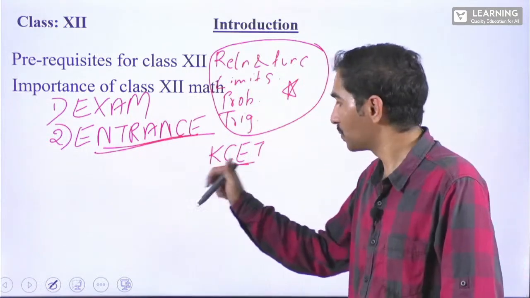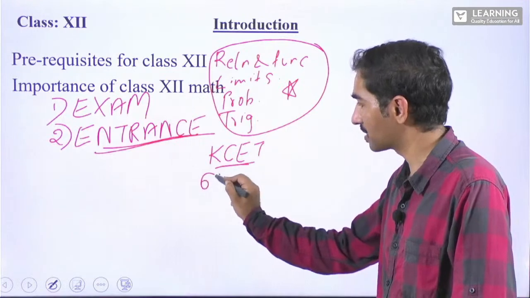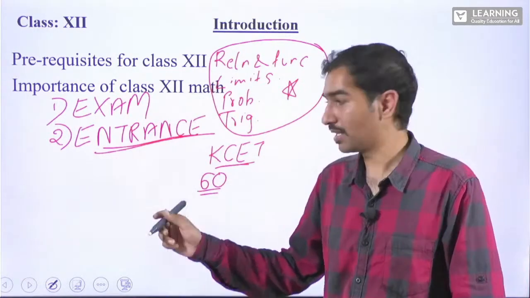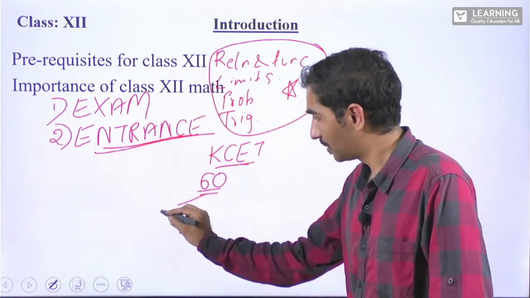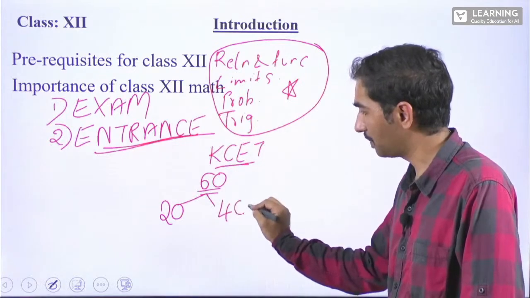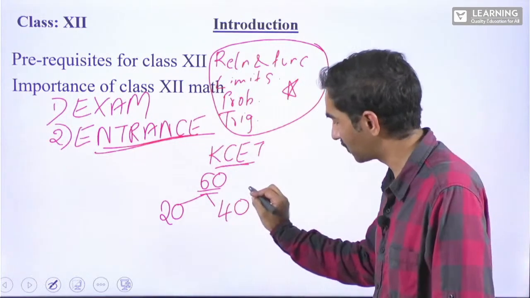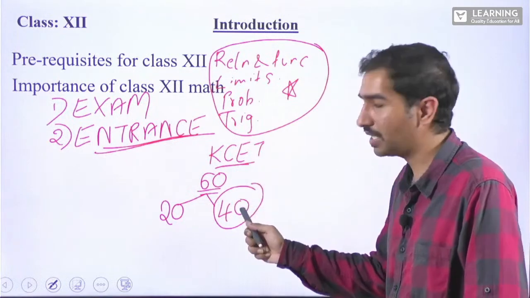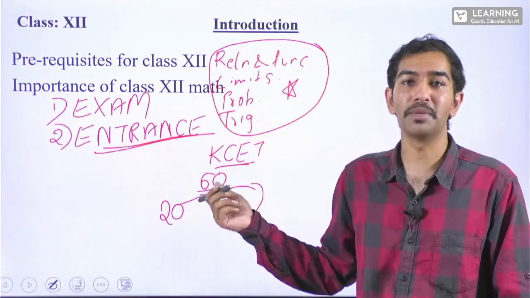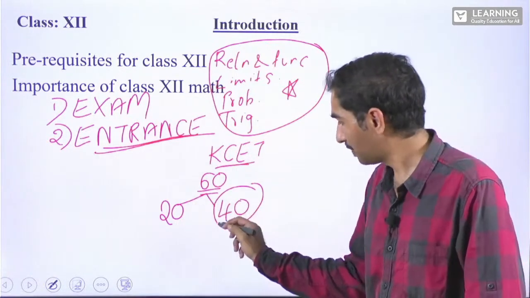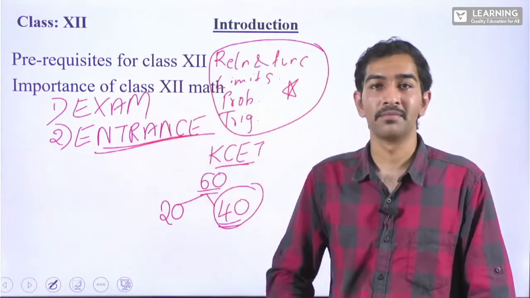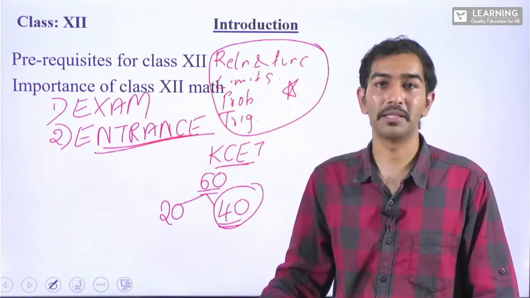In KCET, mathematics weighs 60 marks. Out of the 60 marks, 20 marks come from first PUC and 40 marks come from second PUC. So see the weightage of the second PUC marks here: 40 marks, which is more than 50% of the total weightage of mathematics. These 40 marks come from class 12th mathematics. So understand how important class 12th mathematics is.